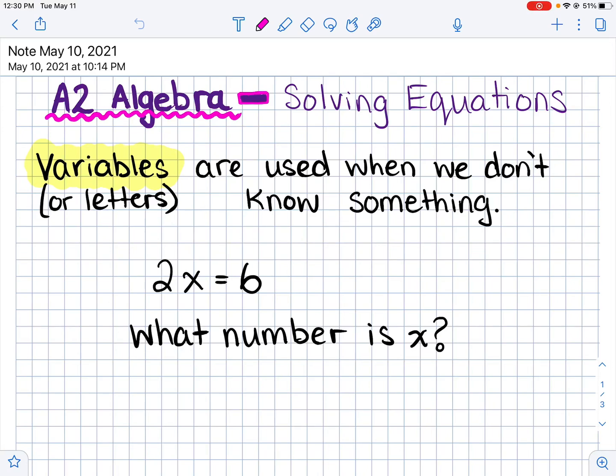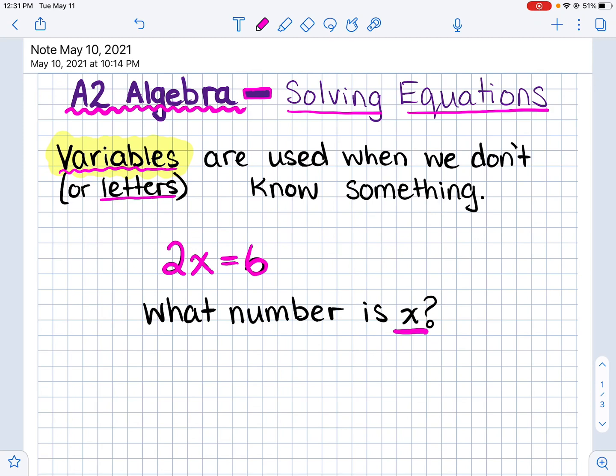This is a video on how to solve equations. Okay, so we use variables. That's this word, variables, or letters, when we don't know something. So for example, in this equation, it says 2 times something equals 6. So what could x be? What number is x?